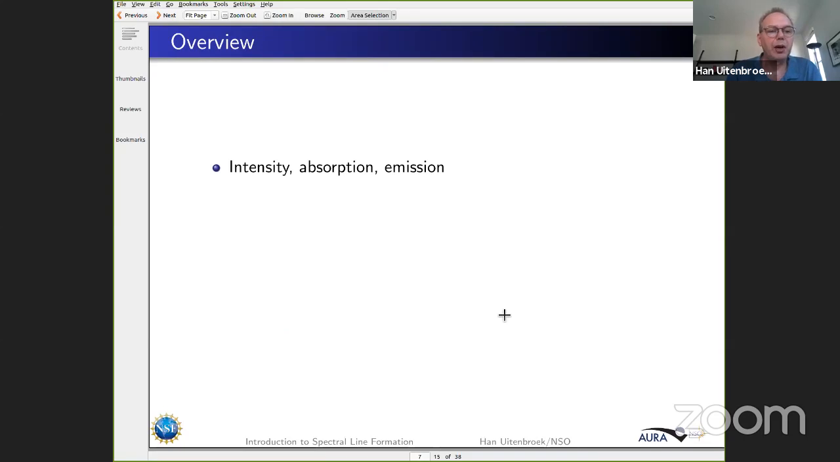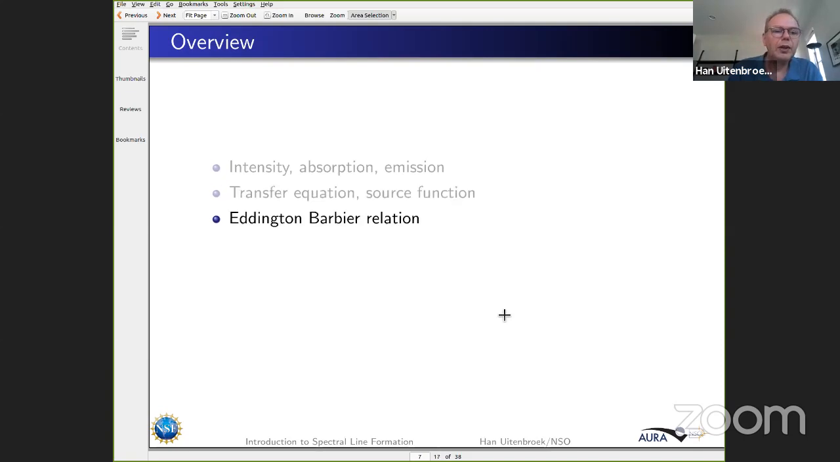So what am I going to talk about? I will introduce the concepts of intensity, absorption, emission, the transfer equation, and the source function. I will show you how the Eddington-Barbier relation is very useful in this case. I will show you how we can explain limb darkening with an atmosphere that has lower temperature the further we go out. And I'll show you how the same effect causes spectral lines.